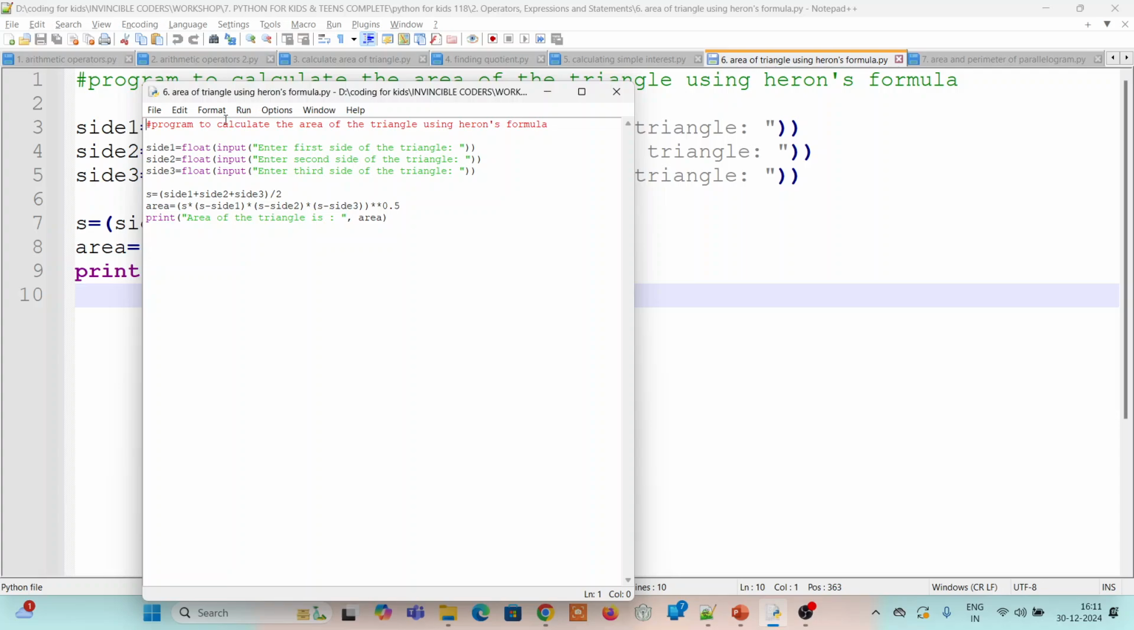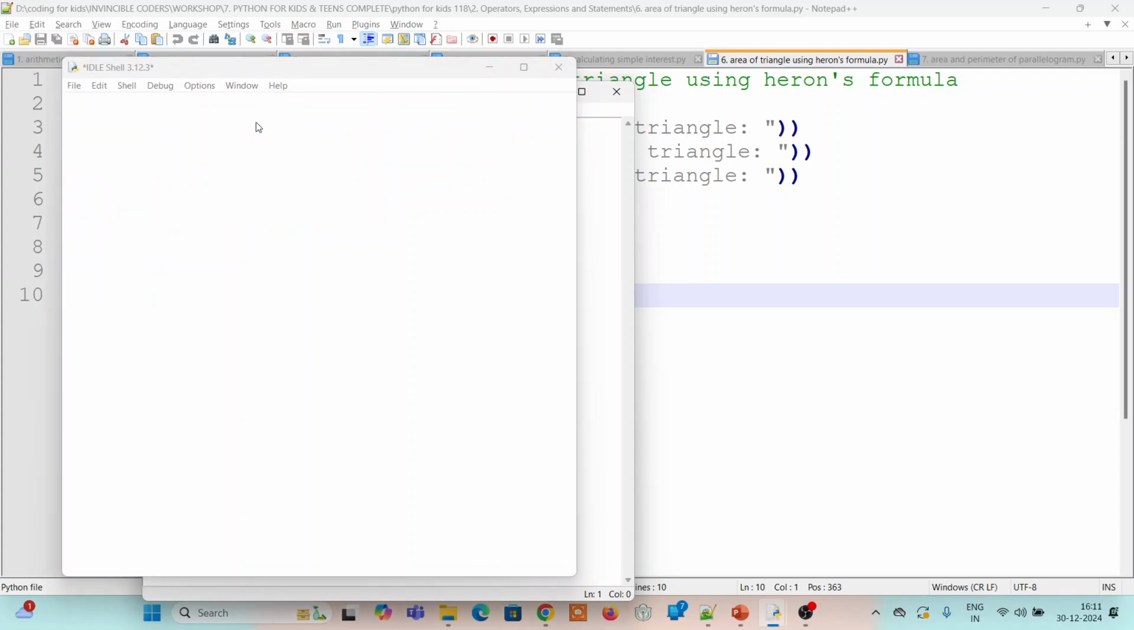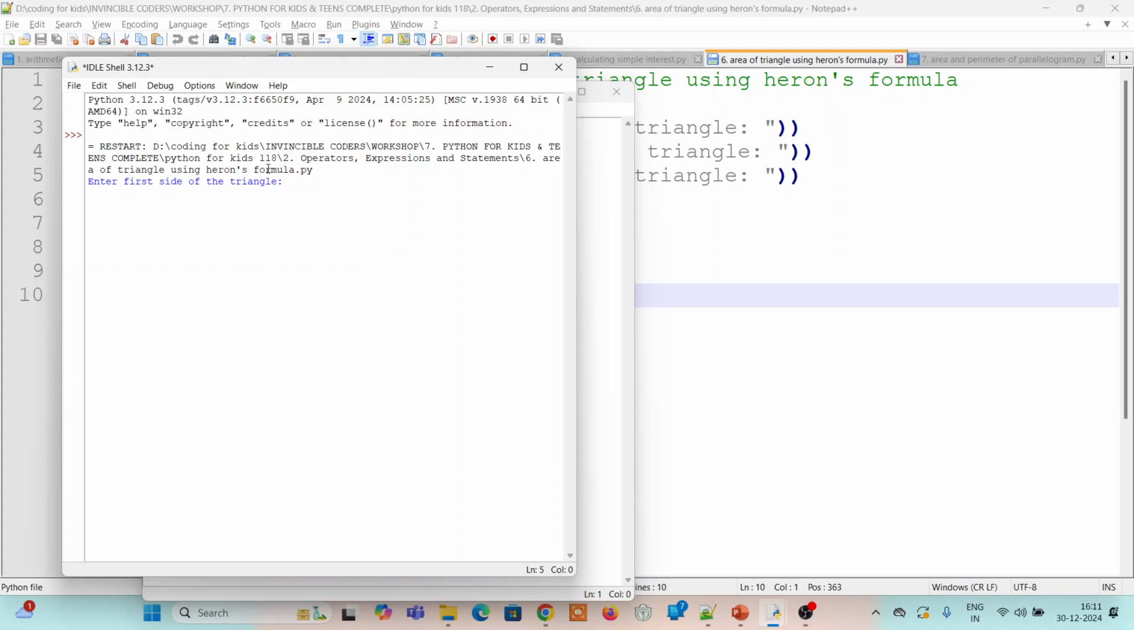So when we are going to run the program, it will be asking us to enter the side of the triangle, let's say 6, and the second side be 4, and the third be 4. So it says that the area of the triangle using the Hero's formula is 7.937.